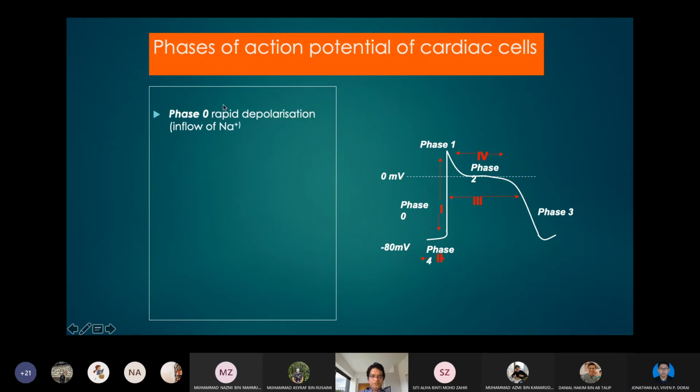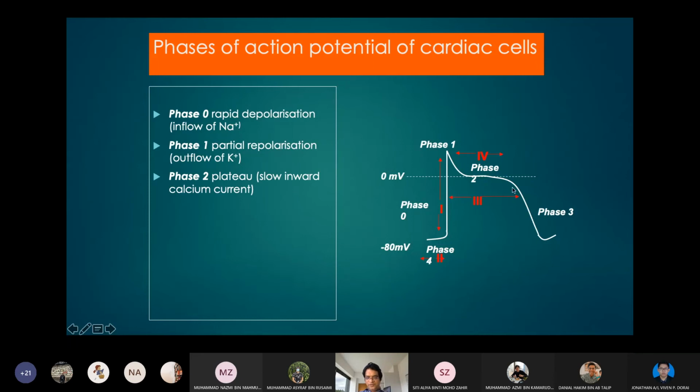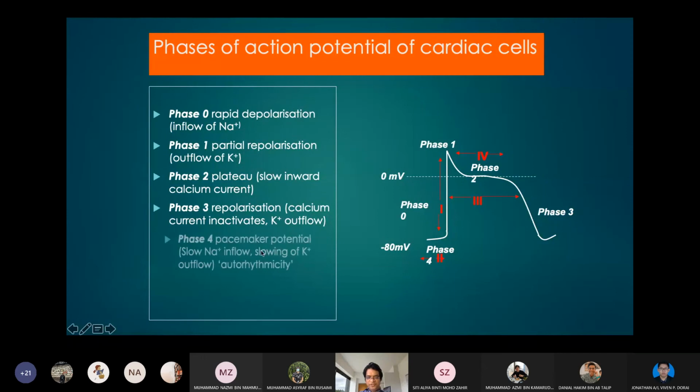Okay. So phase 0 is the rapid depolarization phase or excitatory phase. Phase 1 you already know, partial repolarization we already discussed. Phase 2 is the plateau phase. Phase 3 is the repolarization phase. Phase 4 is the resting phase, with slow inflow of sodium. Okay.